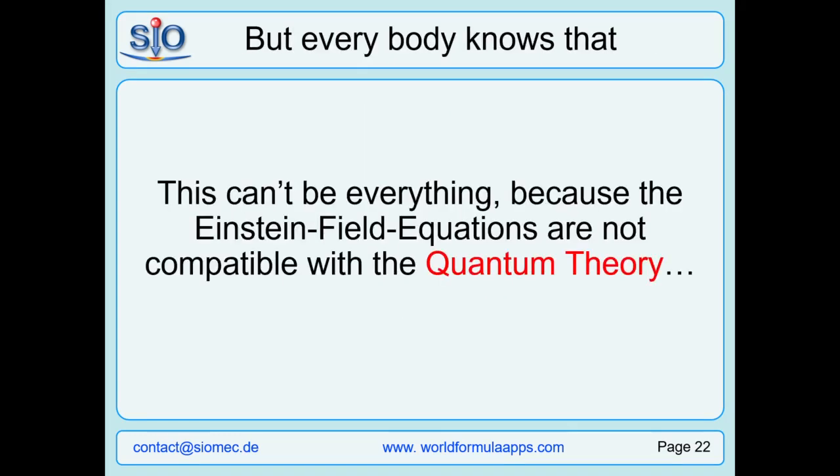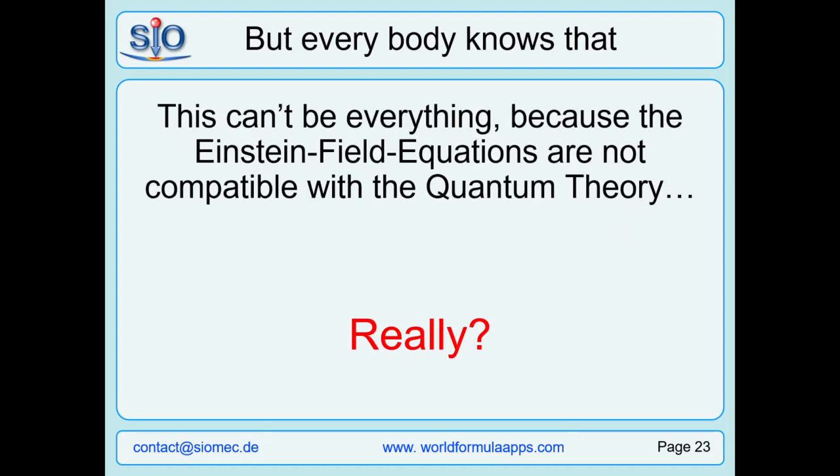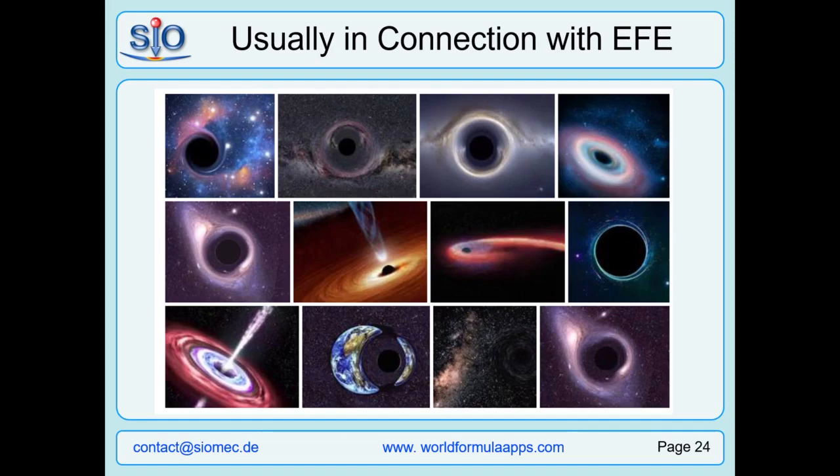Now the attentive observer will probably argue that there seems to be missing something. After all, everybody knows that the Einstein field equations are not compatible with the quantum theory, right? Is this so? Admittedly, usually Einstein's field equations are thought to deal with things like moving planets, galaxies, collapsing stars, and of course, black holes. So there doesn't seem to be much space for the quantum theory, which only shows itself with the very small things, like molecules, atoms, and elementary particles.